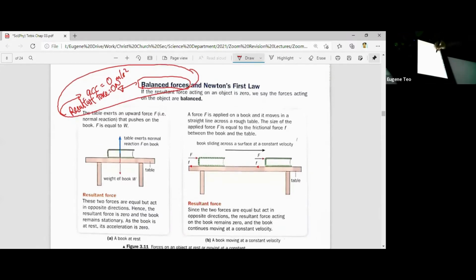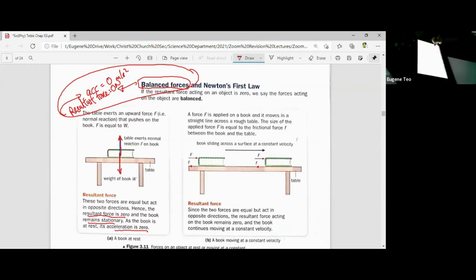Okay, so for the two examples here, the weight of the book is acting downwards. The table exerts a normal reaction force upwards. These two forces are equal. As such, resultant force is 0, and hence it remains stationary because acceleration is 0. So resultant force 0, acceleration 0, book remains stationary.